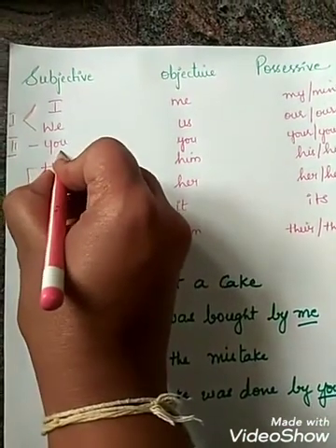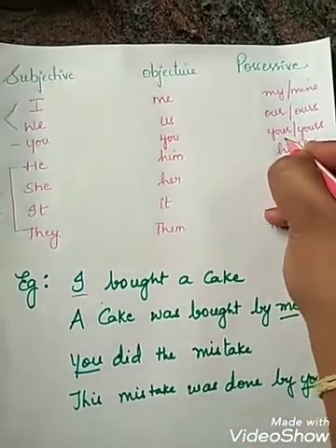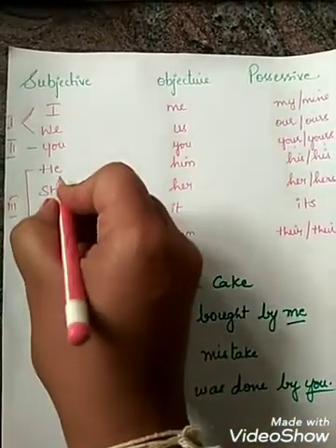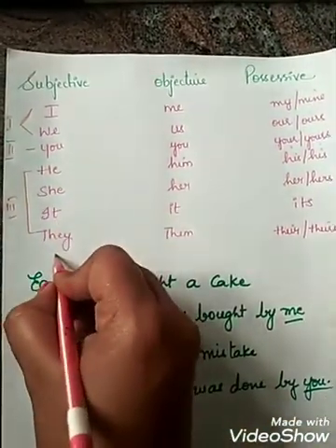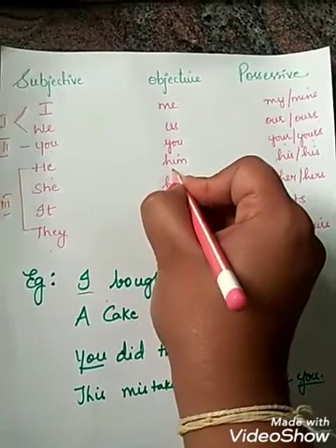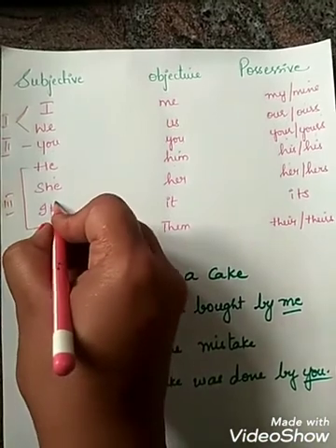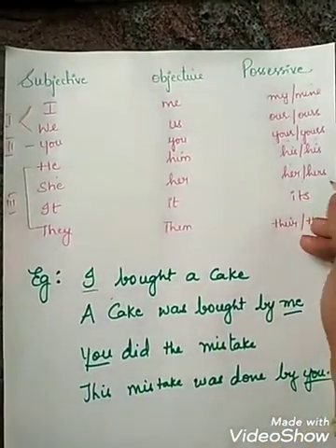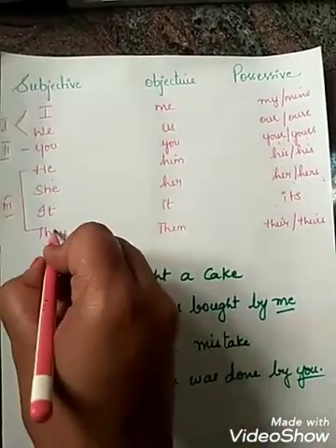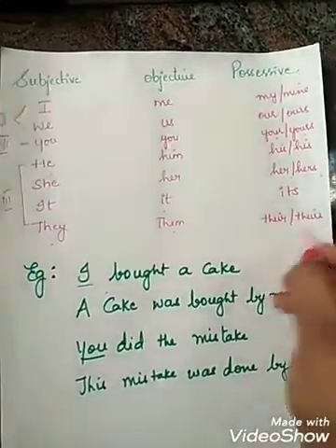Next, in the case of you, in the objective also it's you. In the possessive, your or yours. Then in the third person, he, she, it, they. In the subjective we use he, in the objective we use him, in the possessive we use his. And next, she, her, hers. It, its. Both in the subjective and objective we use it only. So they, them, their. Okay.